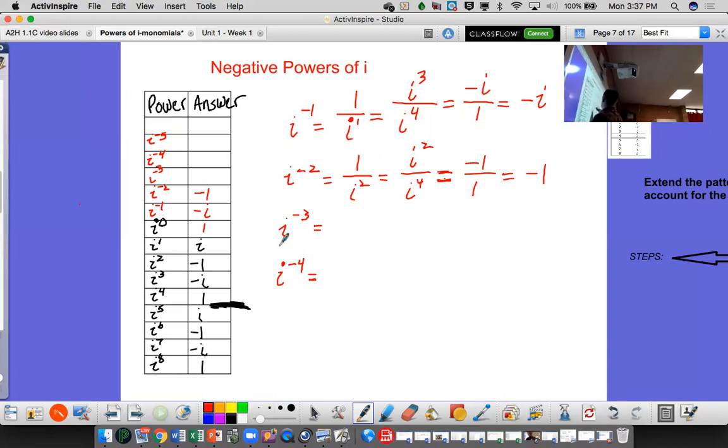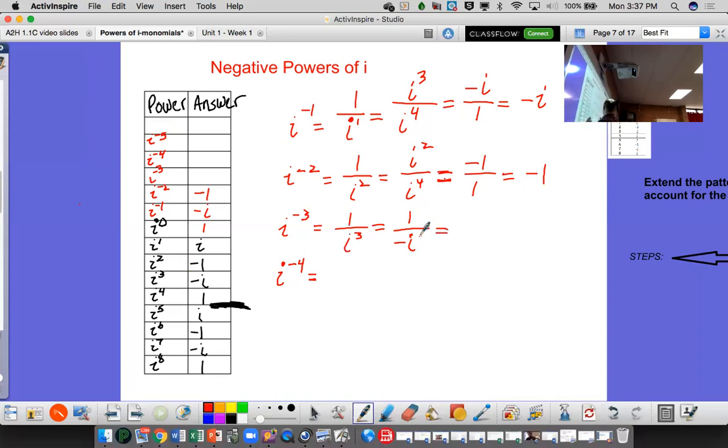I cubed, I to the negative 3. So we have, well, let's stick with 1 over I cubed. And let's figure out a way to make this happen. Well, I cubed would be the same as 1 over negative I, right? And so I'm just replacing the I cubed with the negative I.